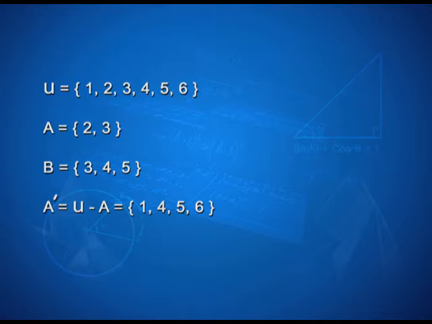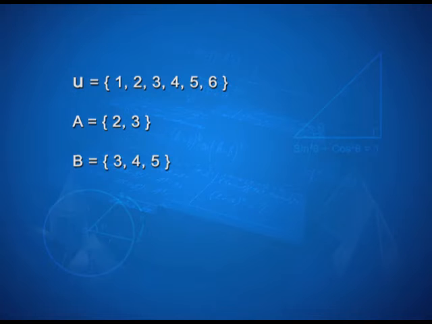U minus A. That is, all the elements which are a part of the universal set but not the set A. That means this set will contain the elements 1, 4, 5, 6. Similarly, B complement will be given by U minus B. That is, all the elements of the universal set which are not a part of set B. The set will contain the elements 1, 2 and 6. Now the intersection of A complement and B complement will be the set of elements which are common to both the sets.